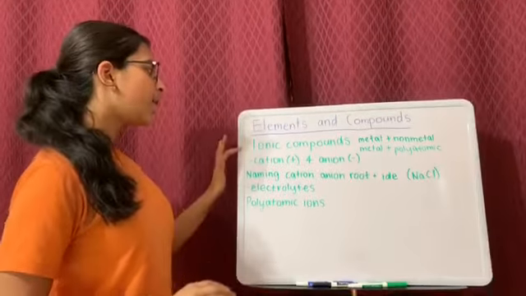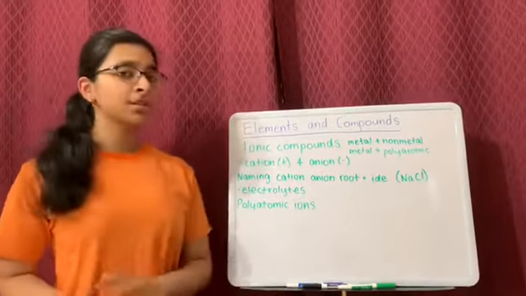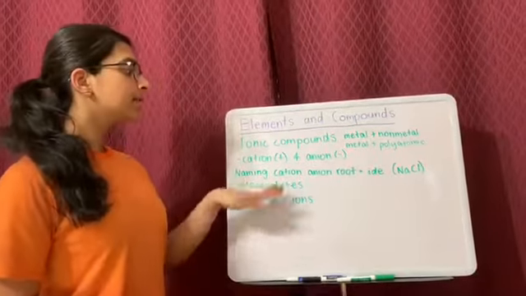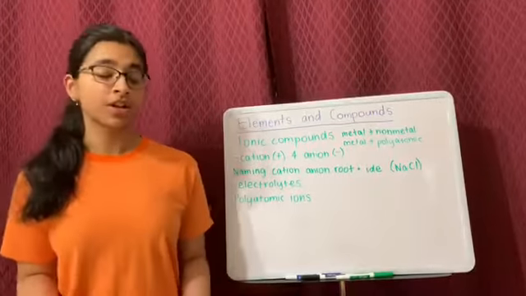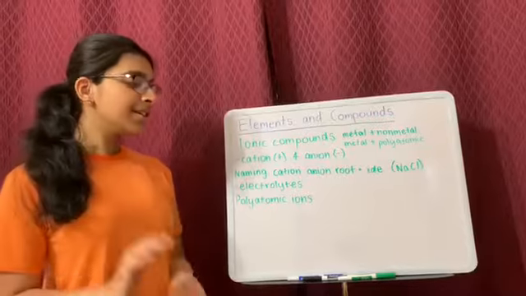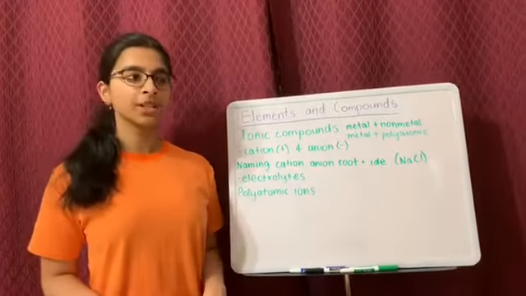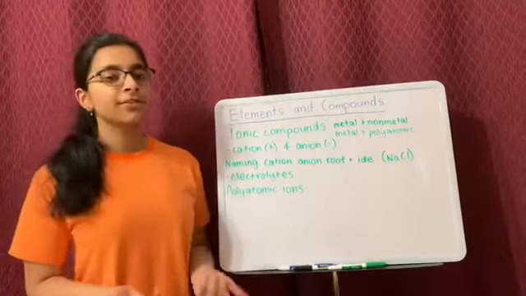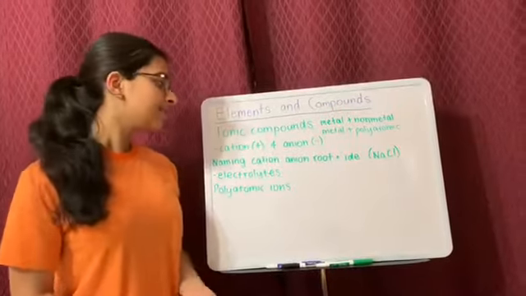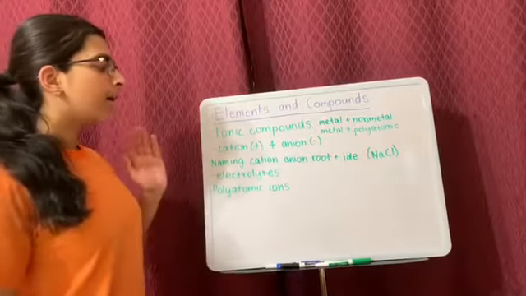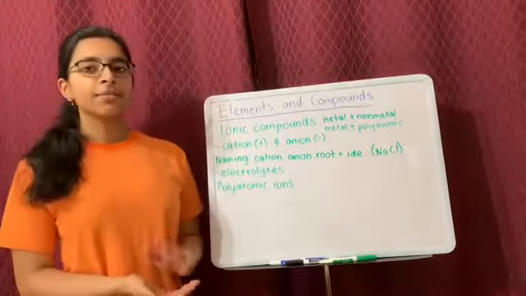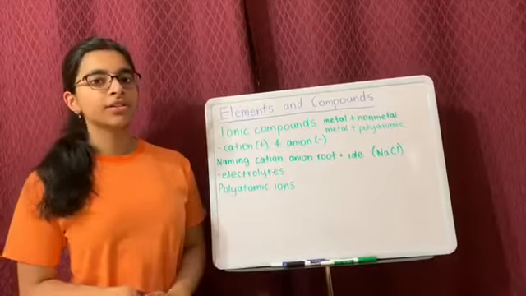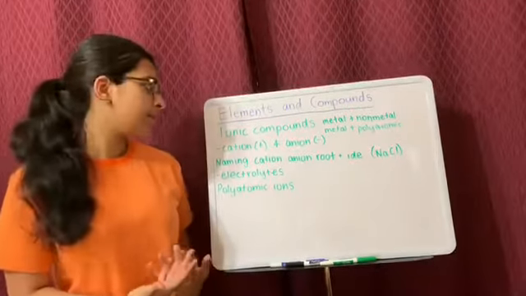So an ionic compound consists of a cation, which is a positively charged ion, plus an anion, which is a negatively charged ion, and they are basically attracting each other because of their opposite charges. So I never really formally defined an ion. An ion is basically a charged version of an element. So an atom that has either lost or gained electrons in order to get greater stability.